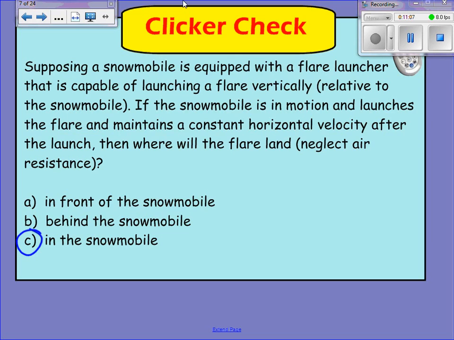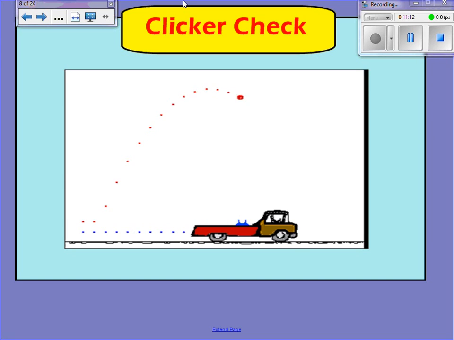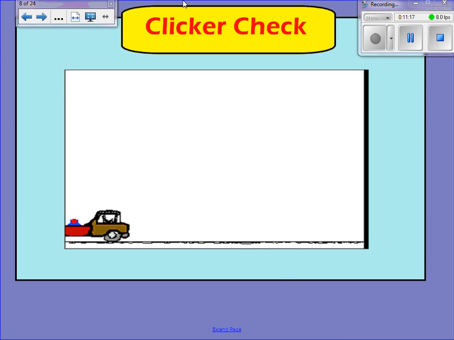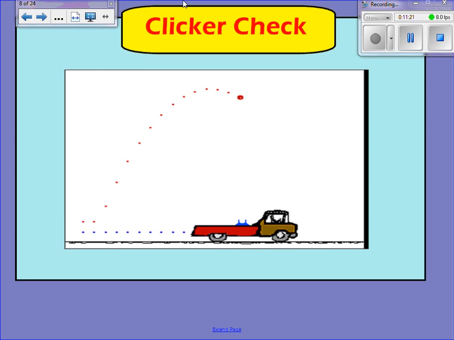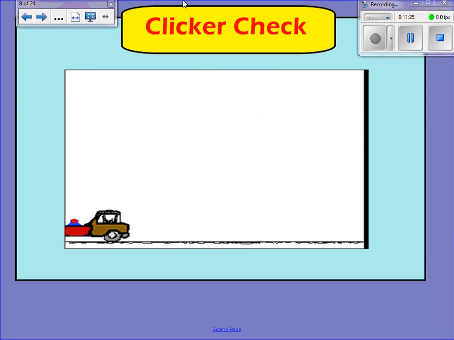Now let's talk about why that might be. To help you, let's look at an animation here. This isn't a snowmobile, but it's a truck. It's the same idea. It's going to keep playing over and over again so we can continue to look at the concept. Now, this truck is equipped with a vertical launcher that launches some object, we'll say a flare in this case, up vertically. As it's driving, it launches it in the air.